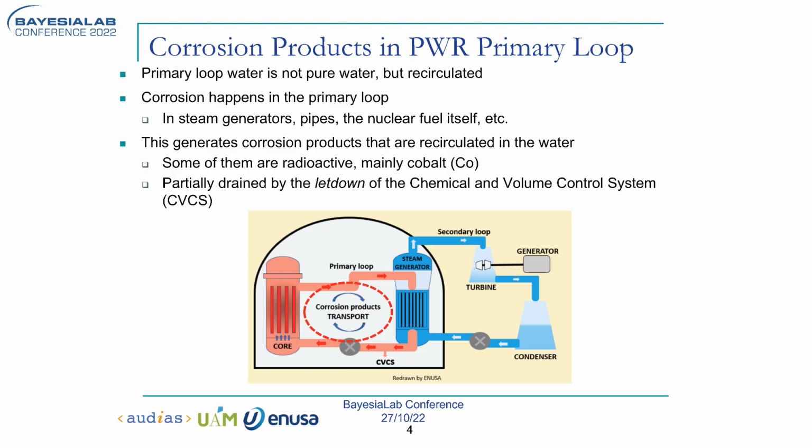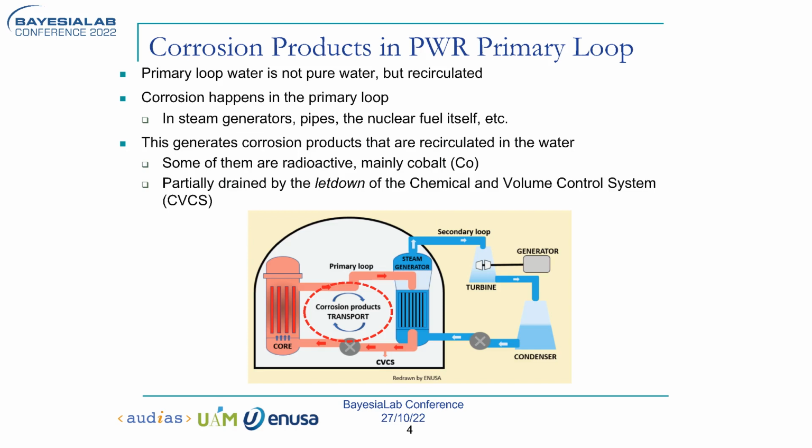So there are some ways to alleviate this problem. For example, there is this circuit called the chemical and volume control system. It is a drain for this water, and it partially cleans the water. But for reasons of efficiency in the plant, it cannot be used intensely and has to be used in a controlled way. So this can influence the cleaning of this loop and the reduction of the corrosion products, the radioisotopes. But it's not always the case, and it is difficult to predict to what amount this helps to reduce the radioisotopes.